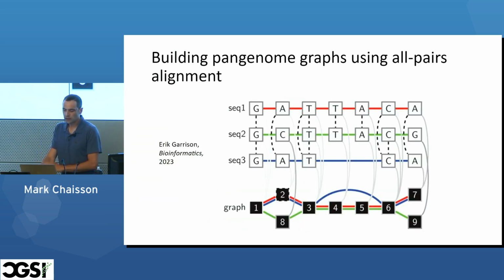Another approach, pioneered by Erik Garrison, has been to do all-pairs alignment, where you have an alignment between every pair of different genomes, and then come up with a graph genome that reflects a simultaneous compaction of all of the different similarities defined by the individual pairwise alignments.